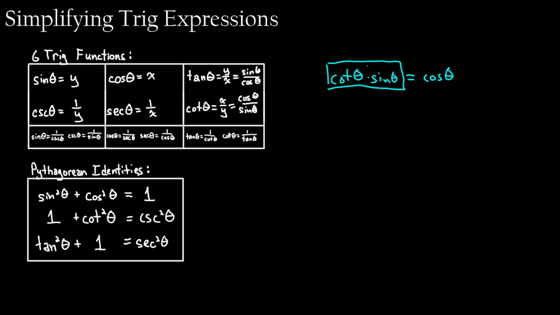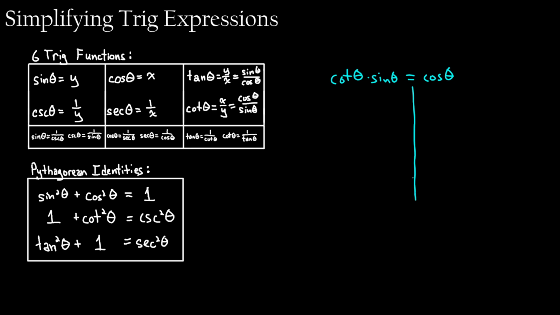Well, in this case, we're going to simplify this one side down so that we can verify that it is equal to cosine of theta. Whenever we verify an identity, we only work on one side and then get the other one. That's what we're doing here when we verify. All right, so let's go ahead and do that.